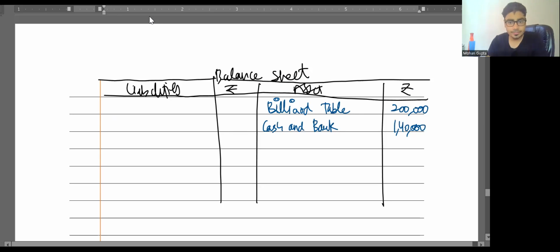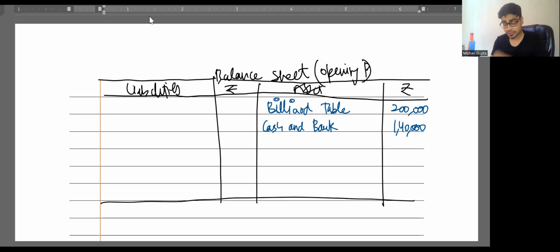Now what you need to do is, in the opening balance sheet, you need to find the surplus, not the surplus, my bad, the capital. So it will be the balance sheet figure. There are no liabilities in this. So capital is directly 3,40,000, right? Capital, yeah. 3,40,000.